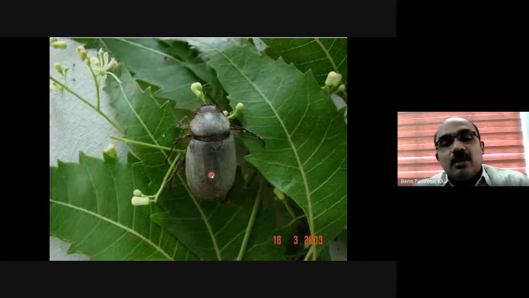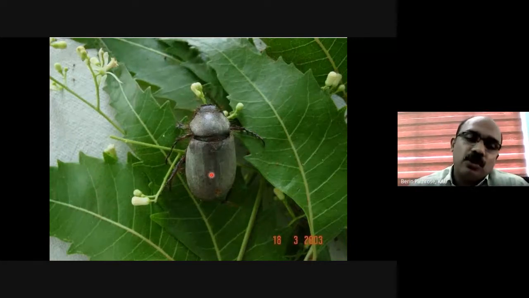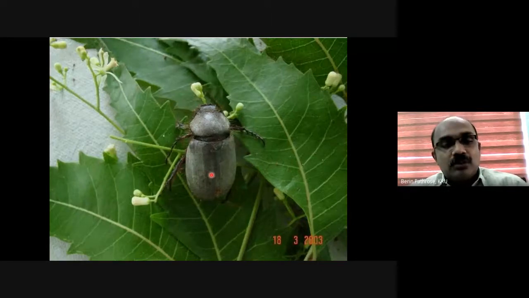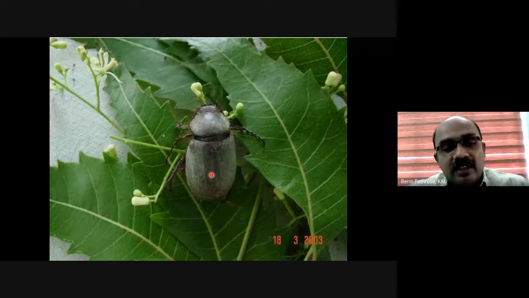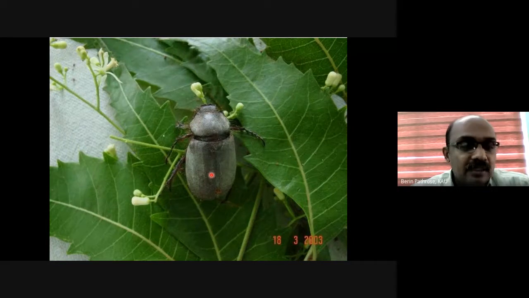This is the beetle. You might have seen this. It comes to your home immediately after monsoon showers. It gets attracted to light in the evenings. Usually we get this kind of beetles immediately after the monsoon days.